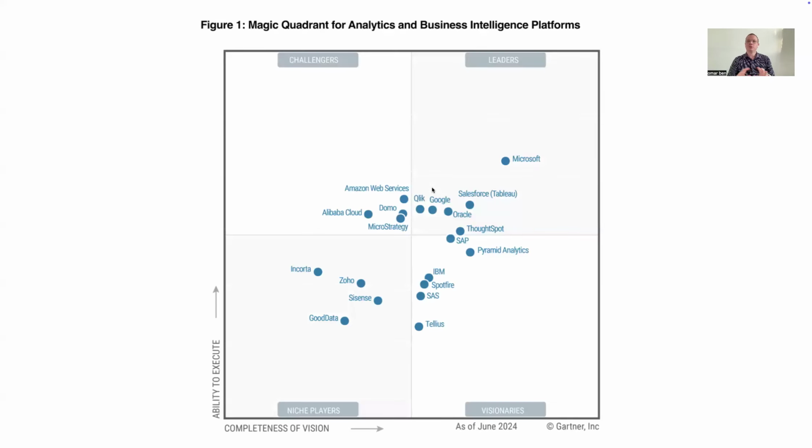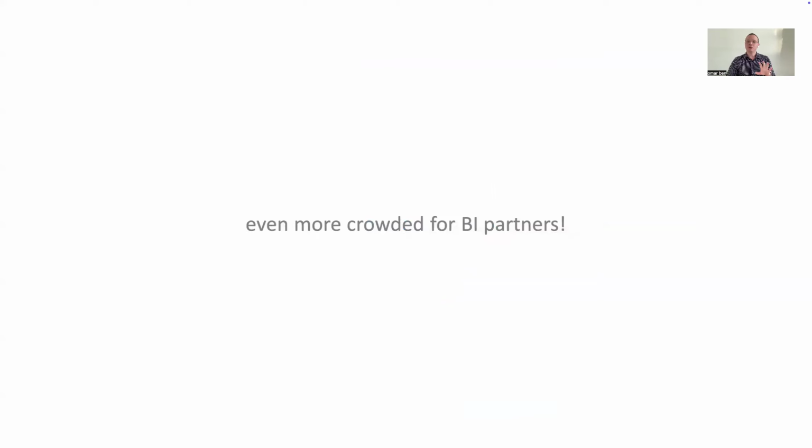So when you look at the Gartner Magic Quadrant for analytics and business intelligence platforms, you could see that there are so many vendors out there. And beyond this, if you go to G2, you will see that for embedded analytics, there is more than 120 players. So there's a lot of vendors out there, and you need to really make sense of who does what best for what scenarios. But it's even more crowded for BI partners.